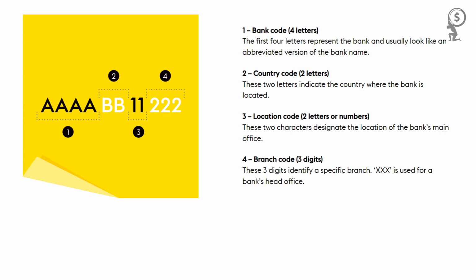The first part is the bank code, the second part is the country code, the third part is the location code, and the fourth part is the branch code. As you can see, the formats: the first part is 4 letters, and then 2 letters, then 2 letters or numbers, and then 3 digits. We will have an example right now.